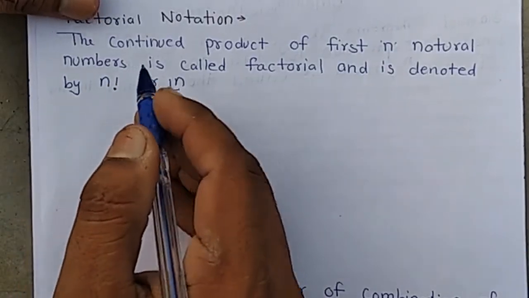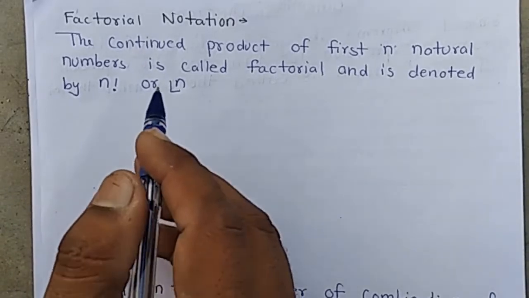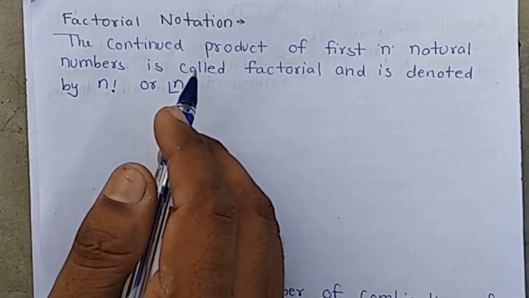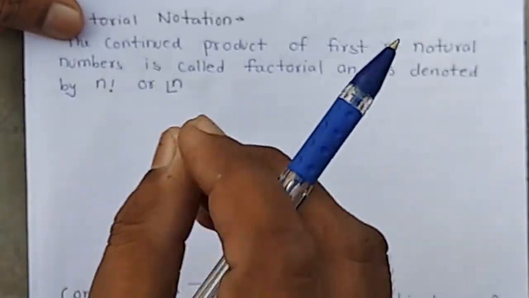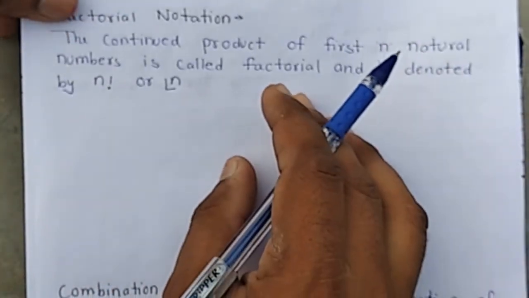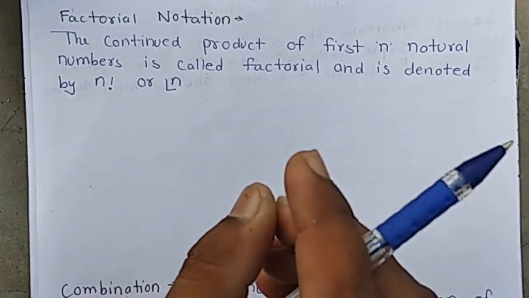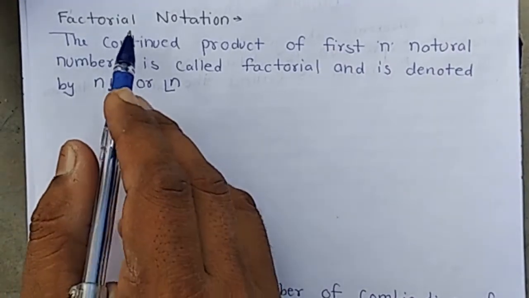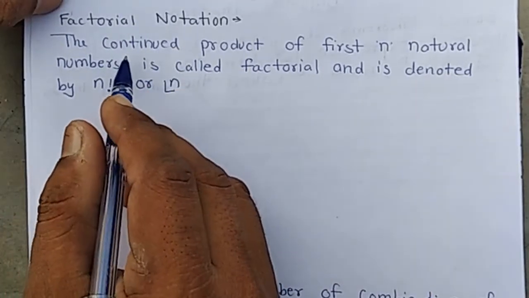Good morning, class. In our previous classes, we had completed the chapter complex number and quadratic equation, and today we are going to start our new chapter binomial theorem. Before starting this chapter, we must know about some basic terms related to this chapter, and the first topic is factorial notation. What is factorial notation?